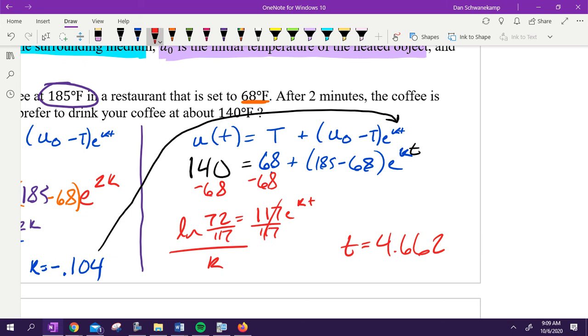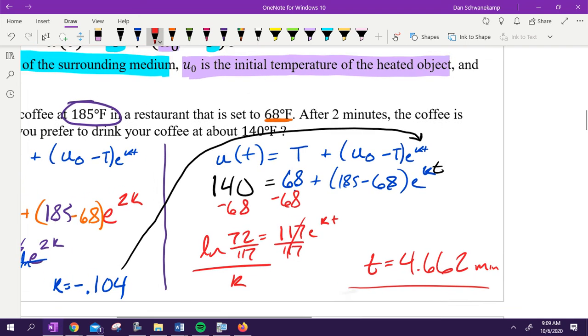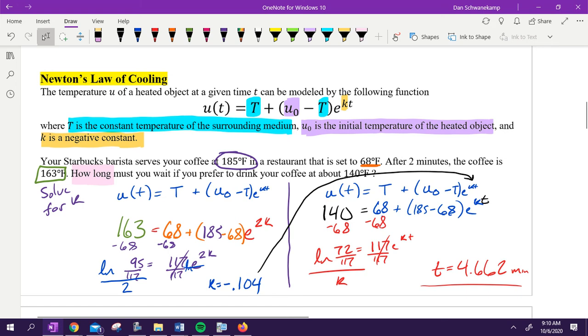Questions there? Yes, ma'am. So how can you tell the initial temperature isn't 163? Like how long? You could do it with 163, then you would just have to add 2 to it. But how do I know that's not what the question's asking? To me the question looks like it's asking how much longer do you have from 163. Well, you would get 2.662. But would that be wrong?